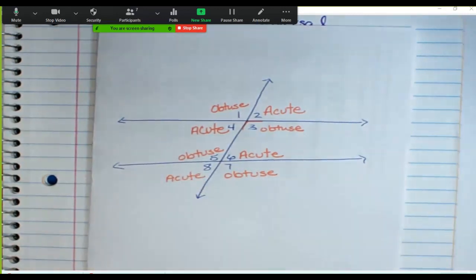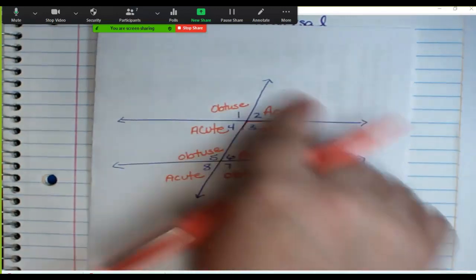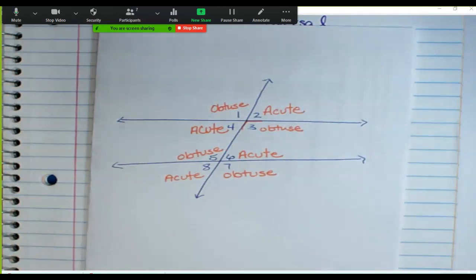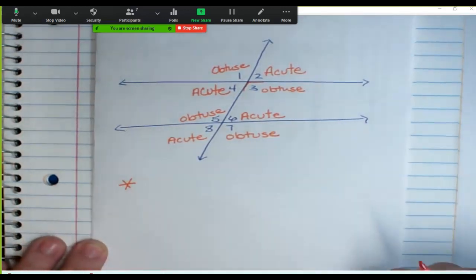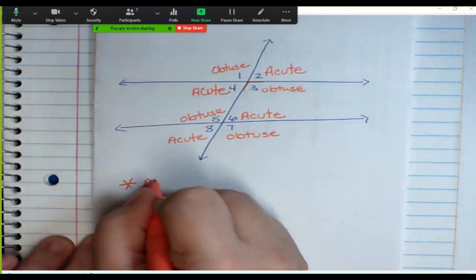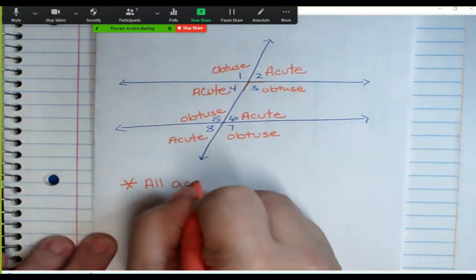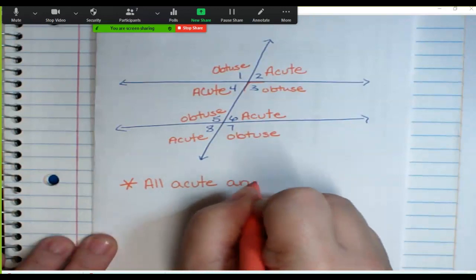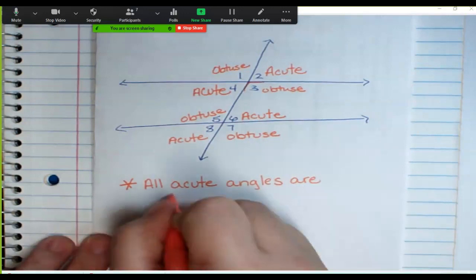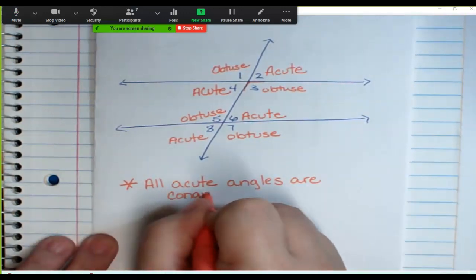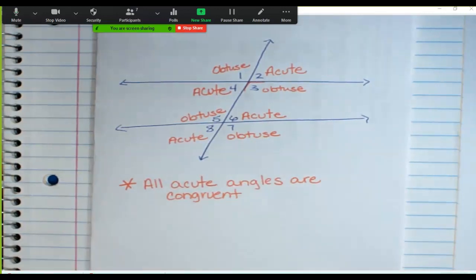Whenever you see parallel lines and a transversal, if you'll just take a minute and a half and label these, it will make your life so nice. It'll help your brain when you're trying to figure out measurement values, okay? Here's why. Let's put a star. You can do it below it, next to it, anywhere next to it. All acute angles are congruent. What does congruent mean? Equal, they are the same.